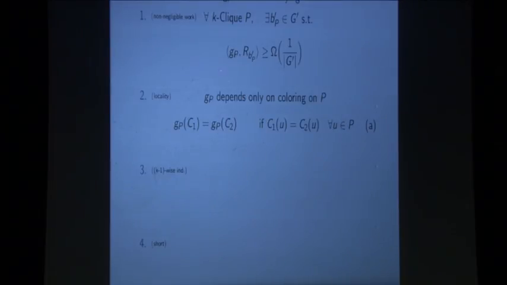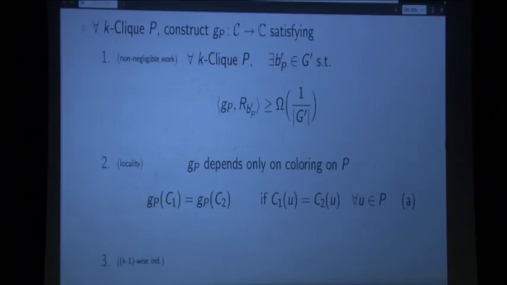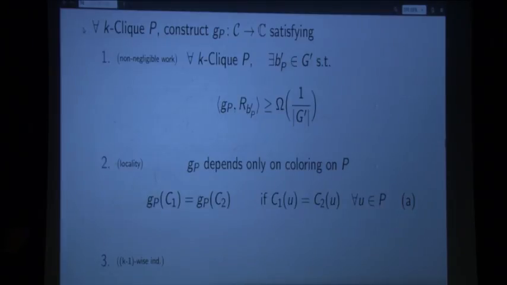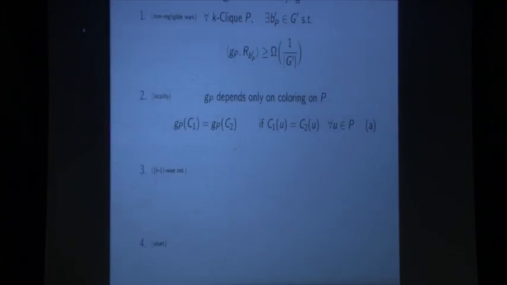What I want to do is, for every clique P, construct GP satisfying four properties. The second property is that the vector depends only on P, or if you feed in two colorings that agree on P, then it has to return the same value.